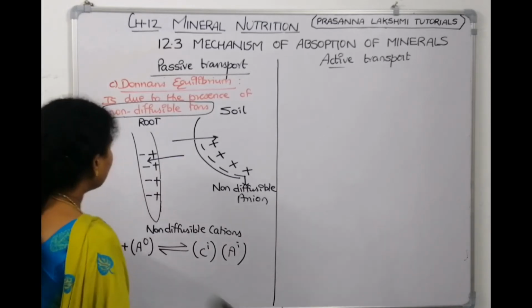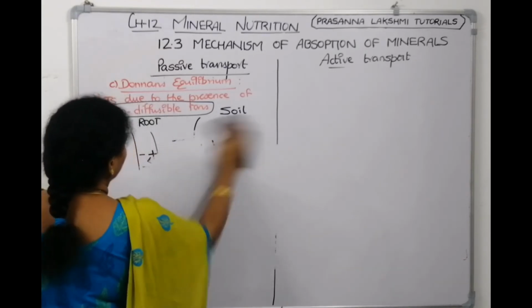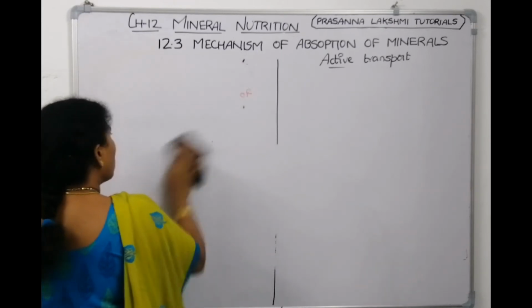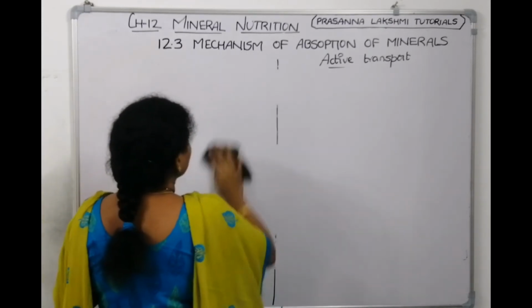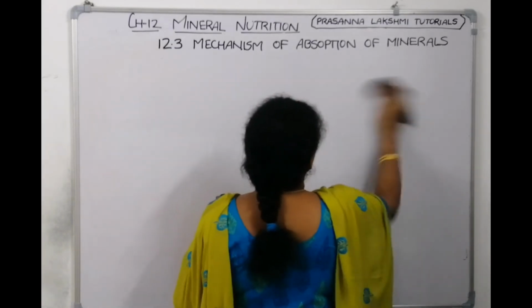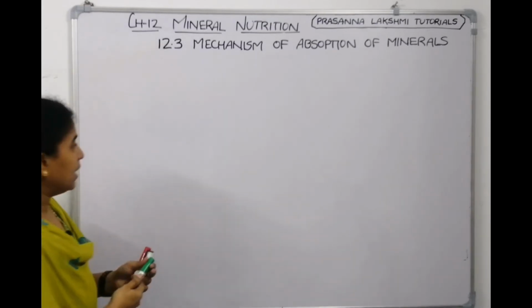Right. Now let us talk about the mechanism of active transport also. Now we know active transport will be from low concentration to high concentration with the expenditure of energy and through the membrane, and it involves special carrier proteins, right?